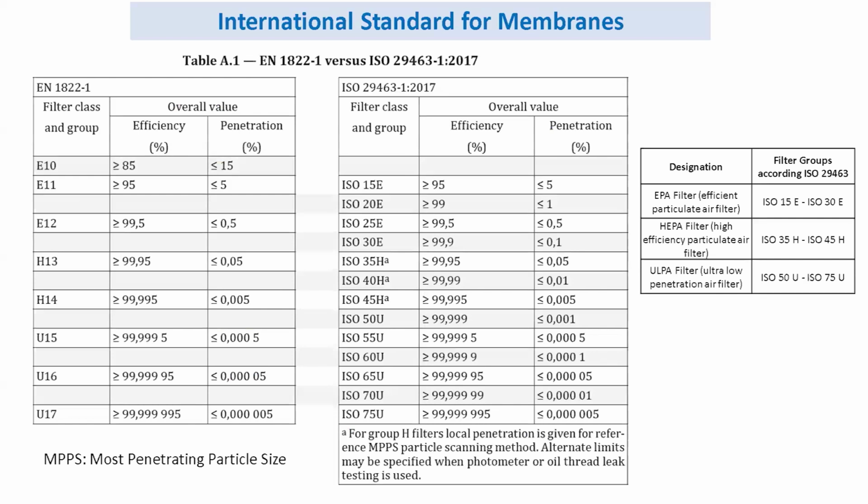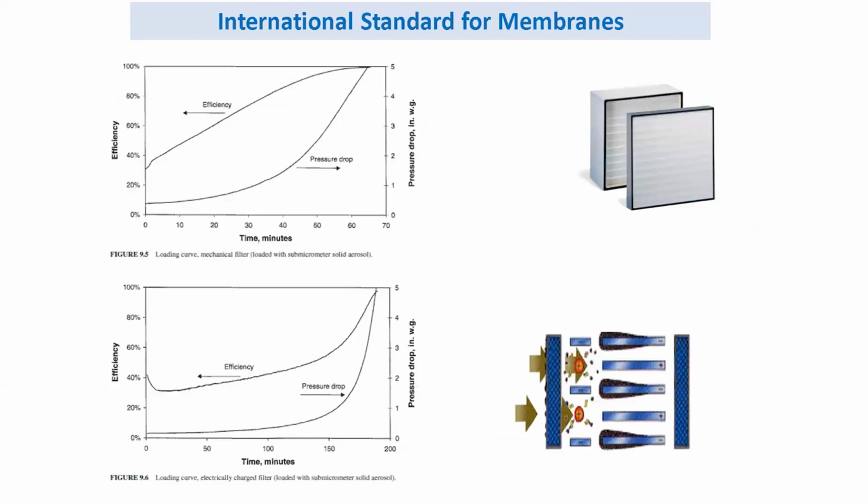I just wanted to put in front of you, if any manufacturer or anybody comes to say, oh, I have E10 class of filter, unless we are aware of what they are talking about in terms of technical language, it's pretty simple that you can see. If somebody says ISO 15E, that means greater than 95% efficiency. Great. So this is just to give you a feel of the membrane classification.